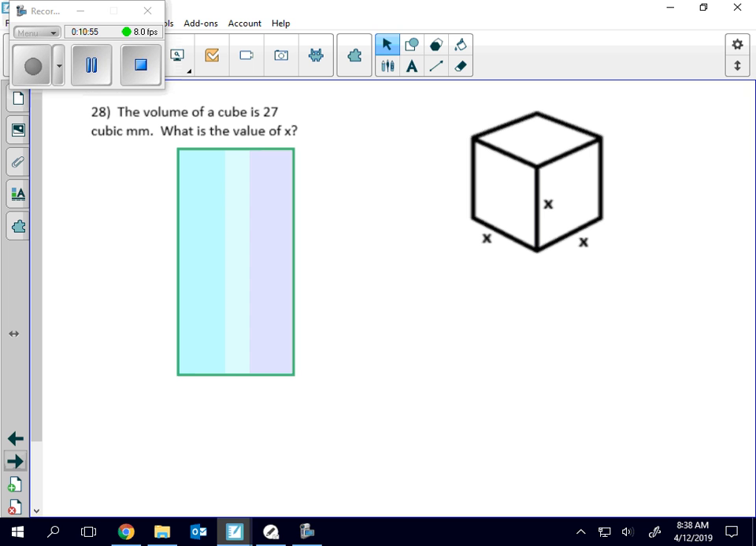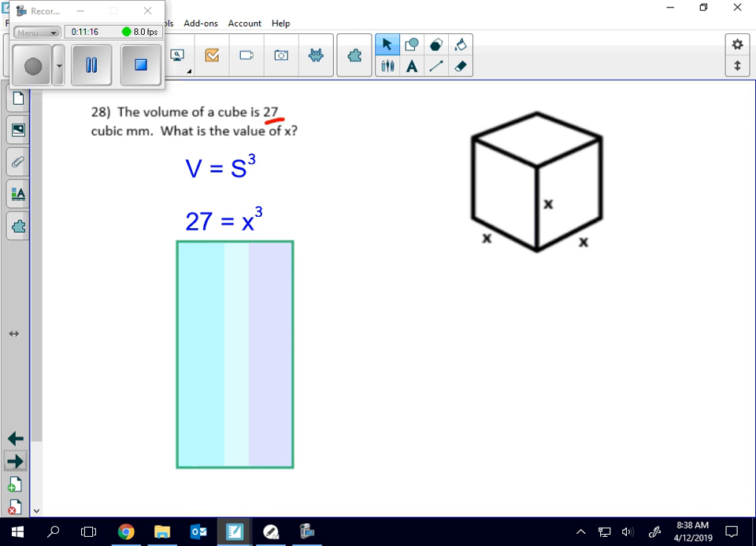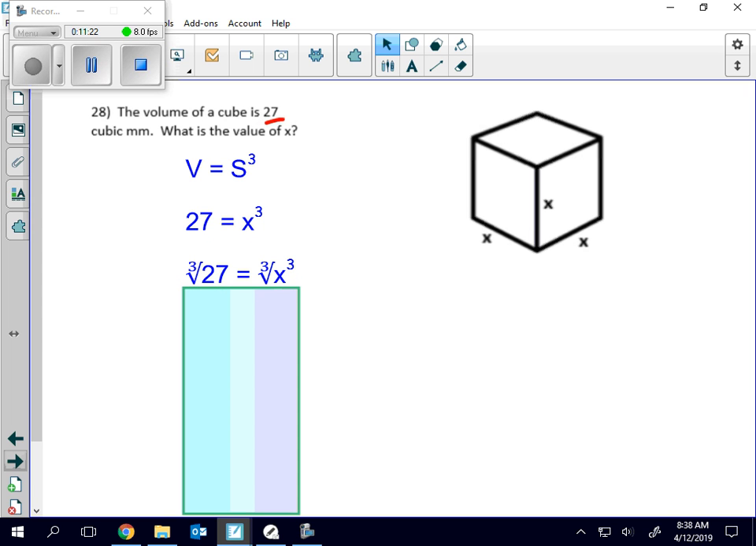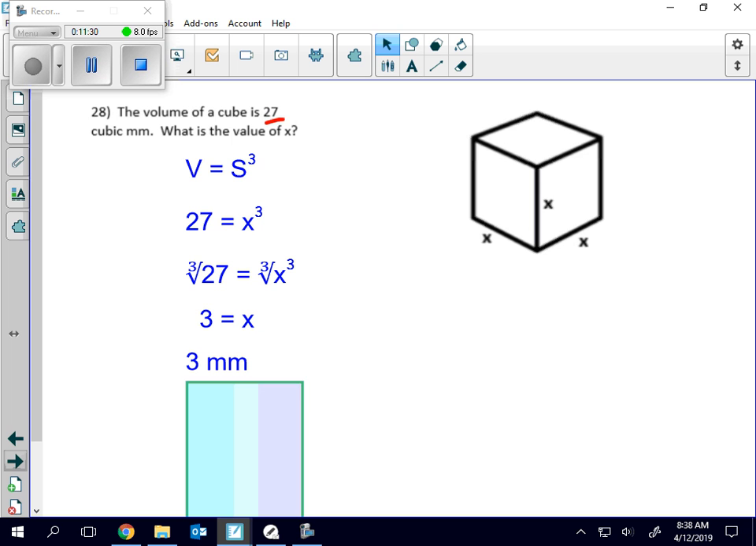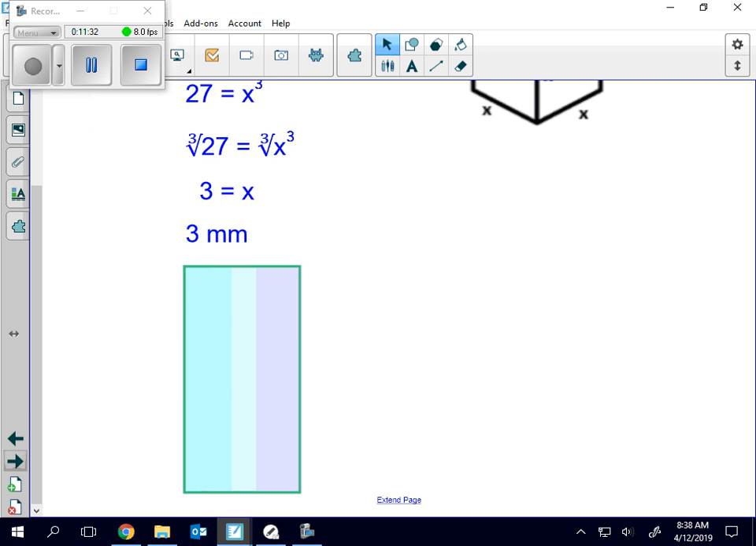The next question is identical, except now our volume is 27. So please definitely pause the video this time and do this one on your own before I reveal the answer. Hopefully you recall that the formula is volume equals side cubed. They've given us a volume of 27. Our side is x. So we've got x cubed. To get x alone, I need to cube root both sides. And hopefully you remember that the cube root of 27 is 3. So our side is 3. In this case, it's millimeters.